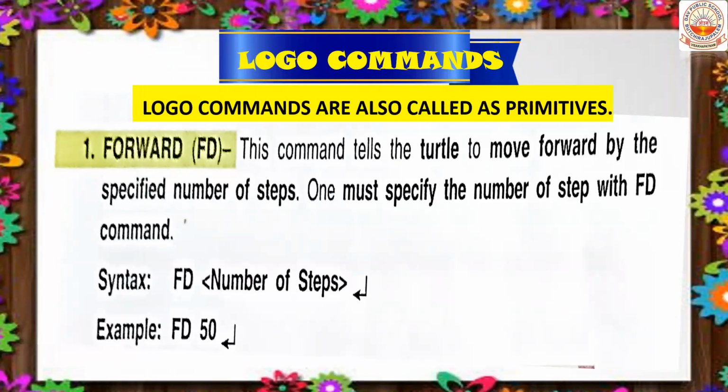Now let us see the first command, that is forward. This command tells the turtle to move forward by a specified number of steps. Okay, children. In order to make the turtle move forward, we have to give the command as FD. FD means forward. The short form is FD. You have to type FD by using the keyboard in the input box. In the command window, you can see the input box is there. There you have to type FD, children.